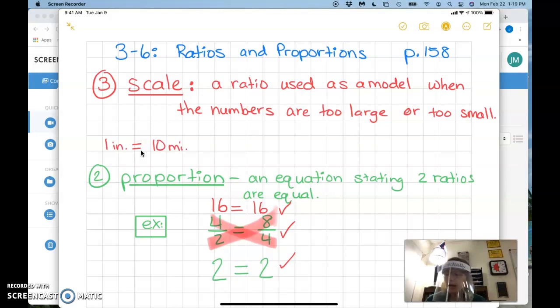You would write that as a ratio, 1 over 10, and use that to figure out the distance on your map. Okay, so you could measure 3 inches would be equal to 30 miles. And we'll talk more about how to find that out when we do our examples, okay?